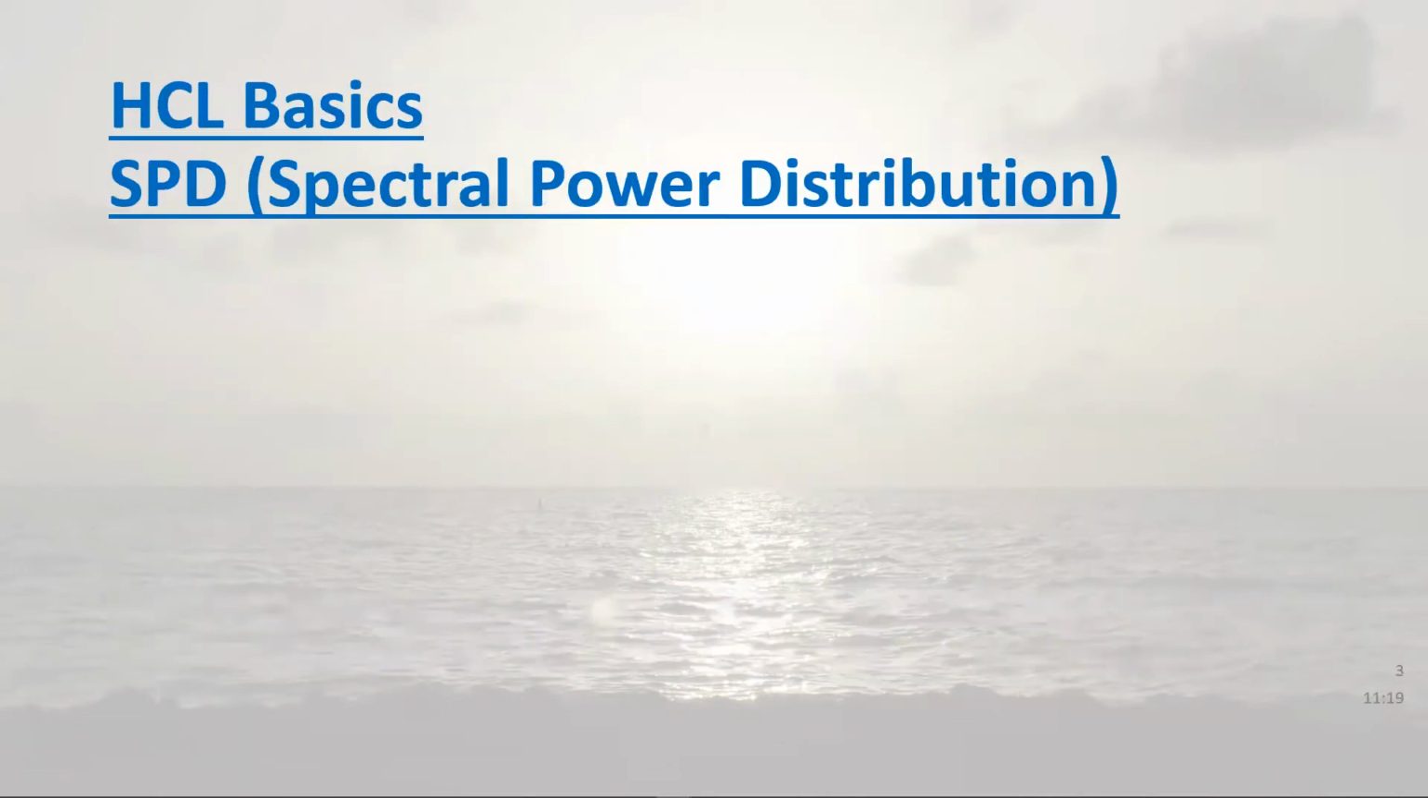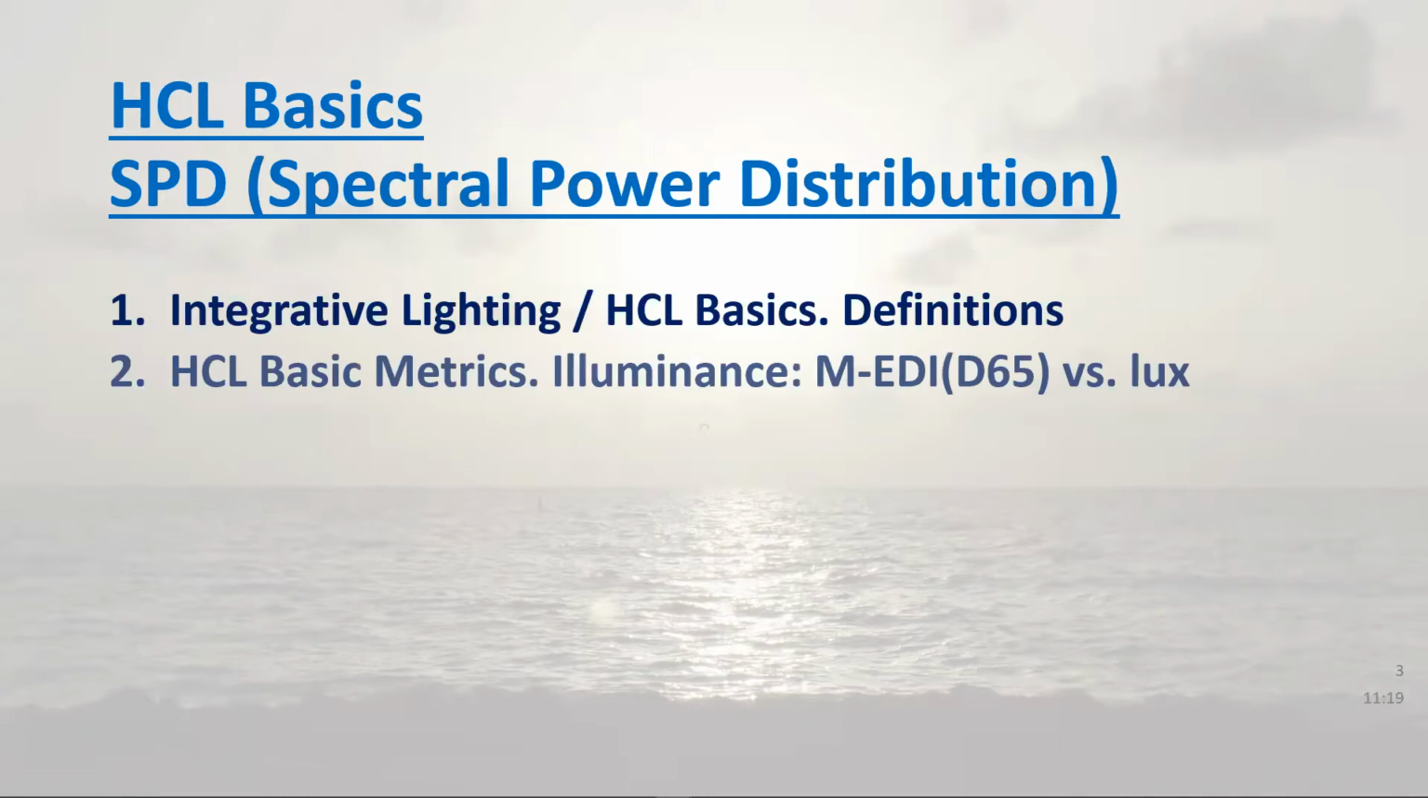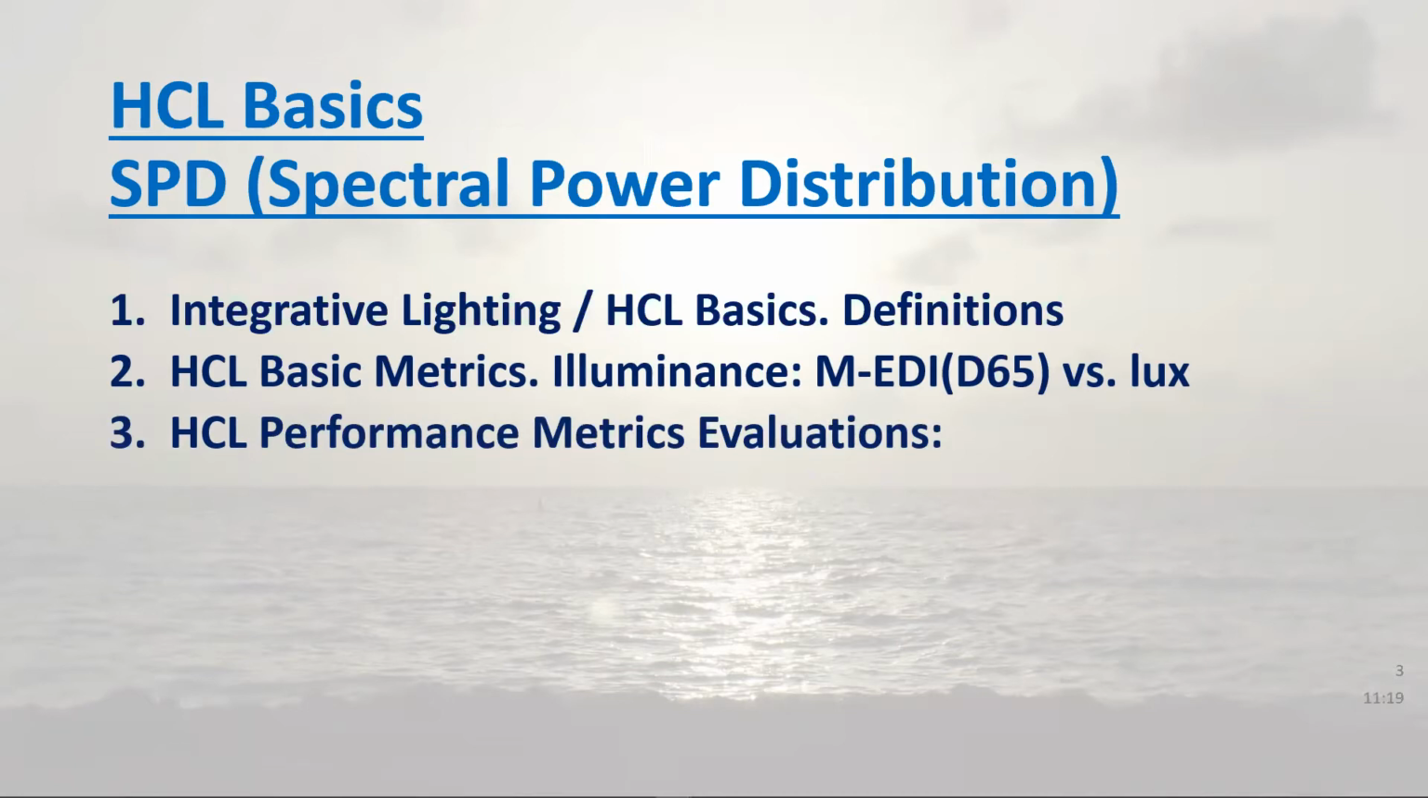To cover this, we will go through these points in this presentation. First, we will give a definition of what is integrative lighting, the basics of human-centric lighting. Then we will briefly discuss the metrics, melanopic equivalent daylight illuminance versus the lux. Then we will go into what is really needed, that are human-centric lighting performance metrics and how to evaluate them.